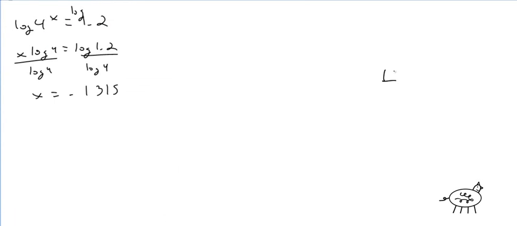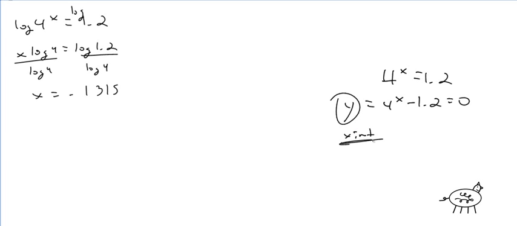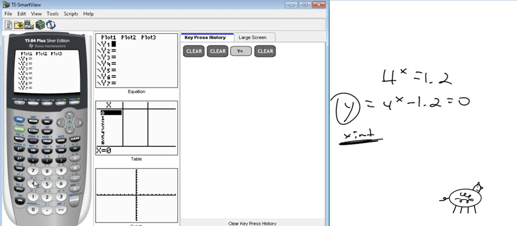Okay, let's check out our TI. 4 to the x is equal to 1.2. So I need to move this over, right? It doesn't matter which one I move over, so I'm going to move over the 1.2. 4 to the x minus 1.2 equals 0. So really I'm graphing that, and then I'm finding where that's equal to 0. That's going to be my x-intercept. So that's how you use your graphing calculator here. Okay, so let's do that. 4 to the x minus 1.2.